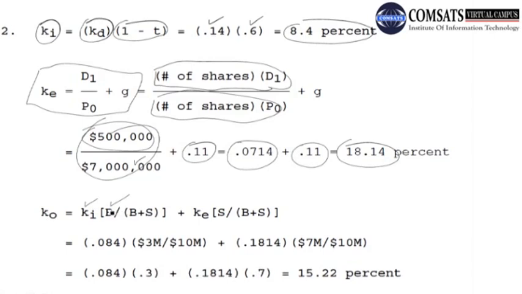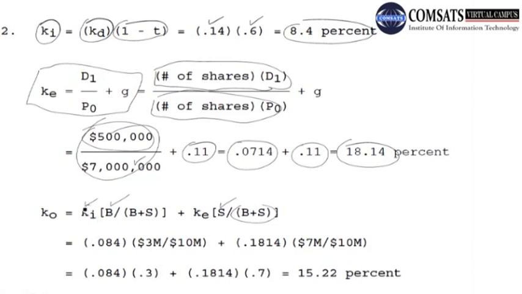अब हमारे पास B की वैल्यू भी गिवन है और टोटल कैपिटल स्ट्रक्चर भी, उसमें टोटल वैल्यू जो कैपिटल की है वो भी गिवन है, plus KE, that is required rate of return on the common stock, into S over B plus S. S जो है वो स्टॉक की वर्थ है डिवाइडेड बाय द टोटल कैपिटल स्ट्रक्चर.